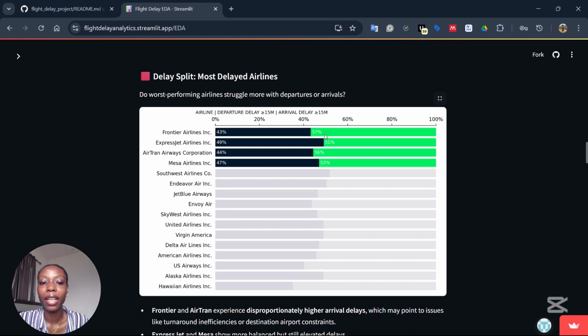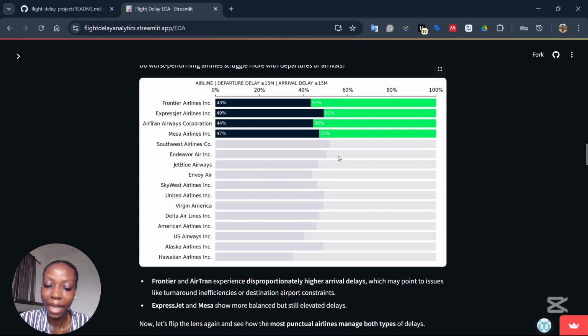Do the worst performing airlines struggle more with departure or arrival, you should ask. From the chart, we can see that all four actually struggle with arrival delays greater than 50%. For Frontier and Airtran, we can see they have arrival delays greater than 55%, at 57 and 56% respectively. This points to issues like turnaround inefficiency or destination airport constraints. For Mesa Airlines and ExpressJet Airlines, they still have balanced but elevated arrival delays at 51% and 53%.